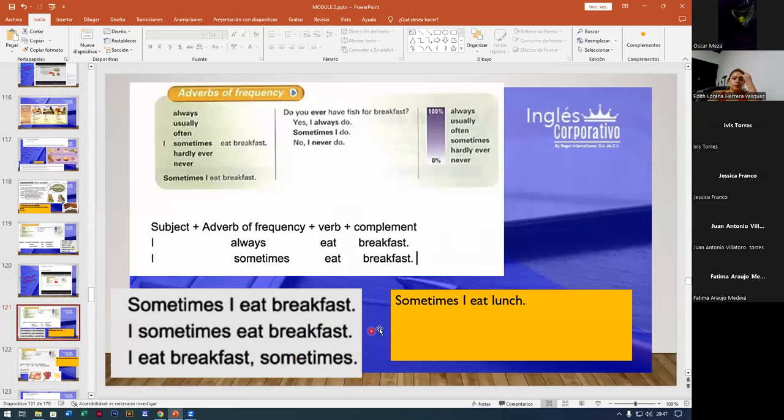Okay, so there we have different type of food and also with the frequency words. But first we're going to pass the list, guys. Just let me know if you are present.